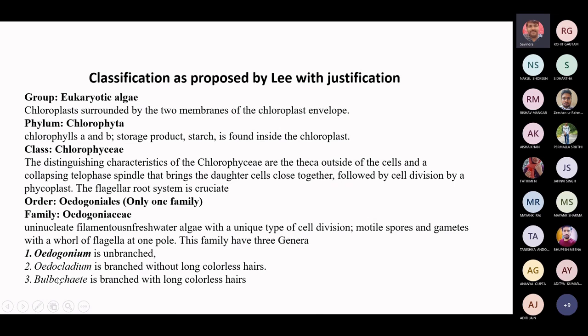And there are only 3 genera. Oedogonium is unbranched, whereas the 2 others are branched. You can also differentiate between the other 2, Oedocladium and Bulbochaete. One has long colorless hair, Bulbochaete, and the other does not have any hair. तो ये आपके 3 जीनस हैं इस फैमिली के. तो we can justify up to Oedogonium.